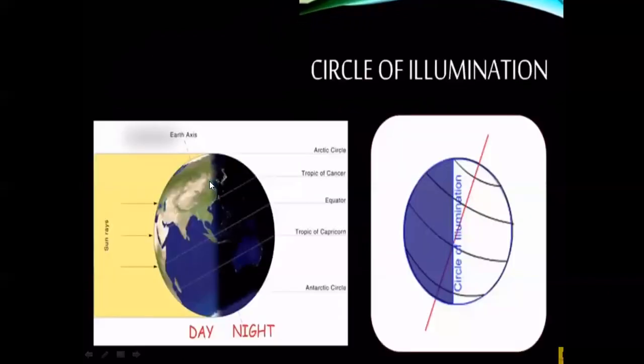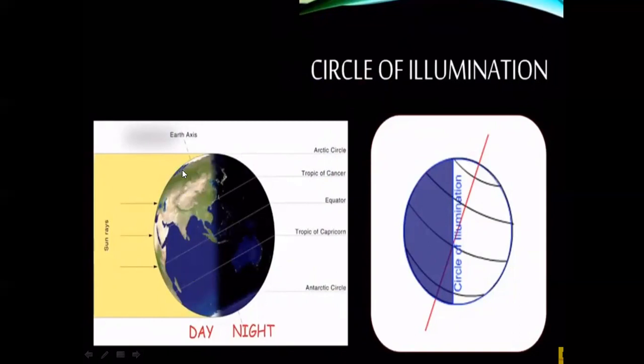See, if it does not rotate on its axis, then what will happen? As this side is facing day, if it does not rotate, it will be stable like this, as in the figure. Then this side will always have day, and this side will always have night.